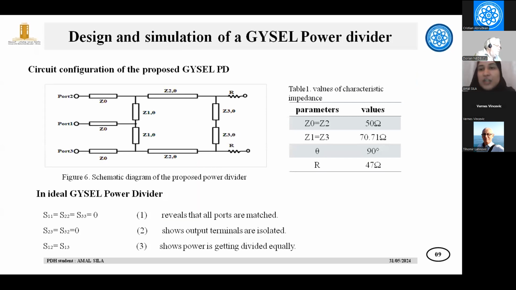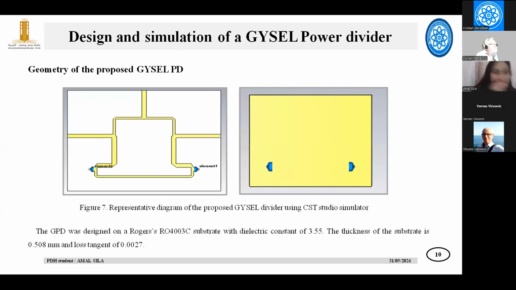Now we will show the design and simulation of GYSEL power divider using CST simulation. Figure 6 shows a schematic diagram of the proposed design. The proposed divider is a three-port device that consists of 6 transmission lines and 2 isolation resistors to dissipate power. Using computer simulation technology, CST software, a powerful tool for simulating microwave circuits, we will implement the GYSEL power divider in the previous figure, as shown in Figure 7.